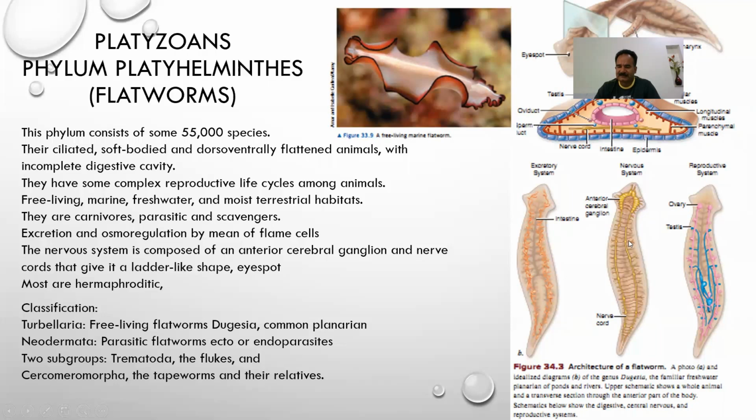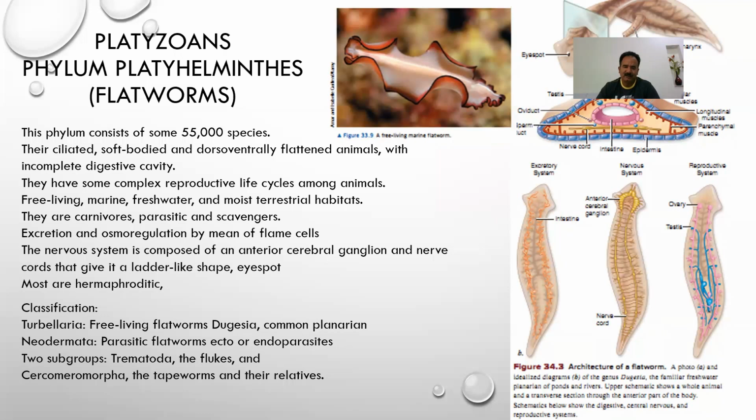In this diagram, you can observe the main intestine, and the intestine is divided into further blind-ended structures. These blind-ended structures are known as ceca. After digestion, the undigested food particles will be evacuated from the same pore, which is known as the mouth. So their digestive system is a sac-like digestive system, and they have a single opening.